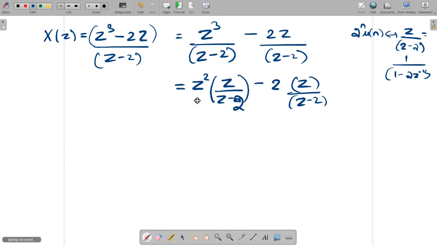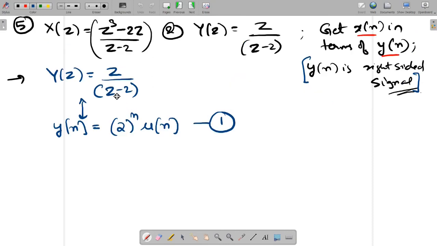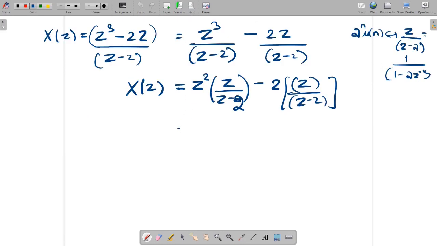So that is your x of z: z squared into z upon z minus 2, minus 2 into z upon z minus 2. Now, what is this z upon z minus 2? It is your y of z, as given to you. So I can say this is z square y of z minus 2 y of z.